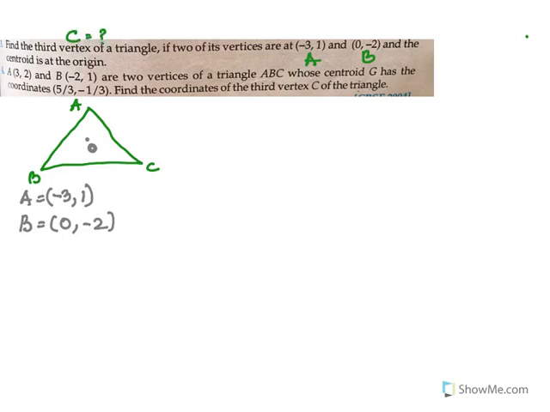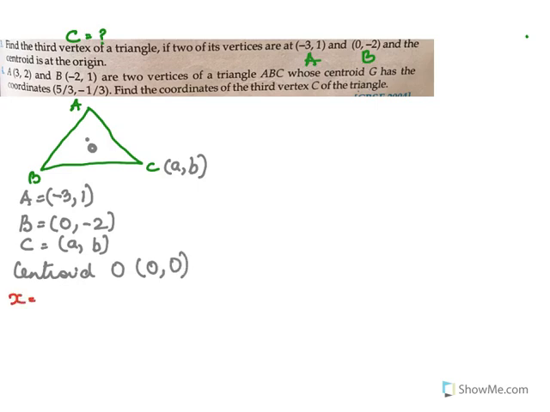We need to find the third vertex. And the centroid is given as the origin. Okay, so the third vertex, that is C, we don't know. We'll write it as a, b. But however, the centroid, they said, is the origin. And you know the coordinates of the origin are 0, 0, right? So let's get on with the formula.